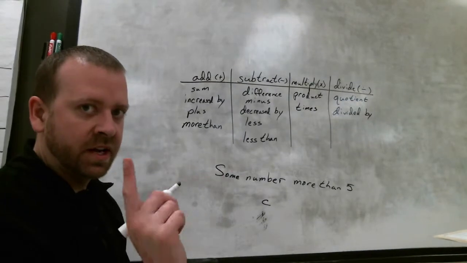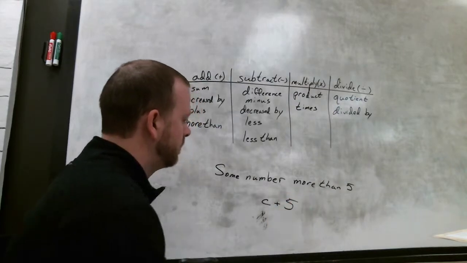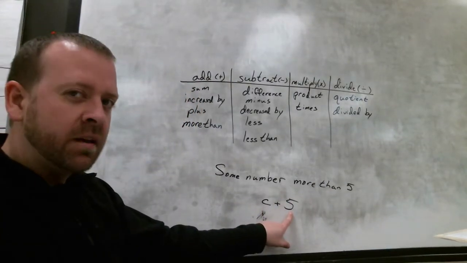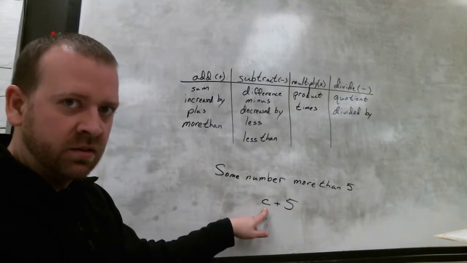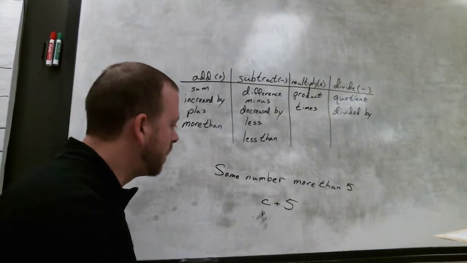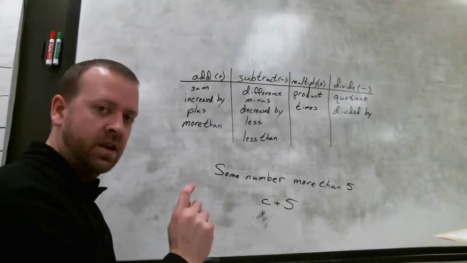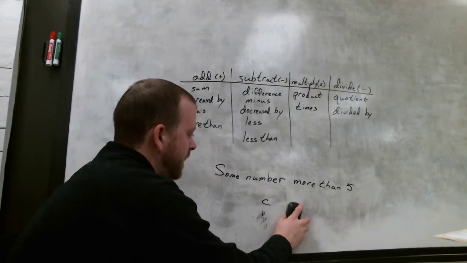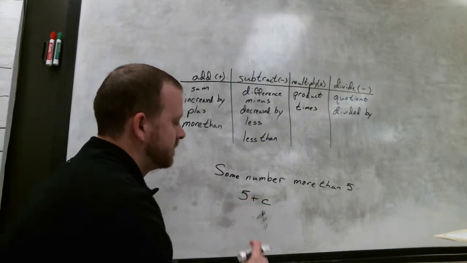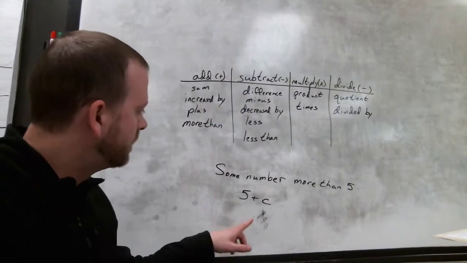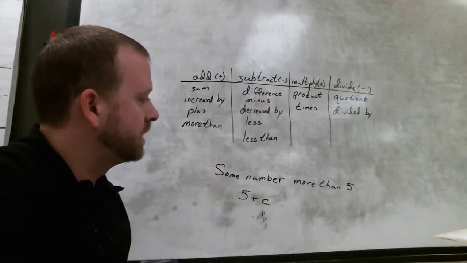Now be very careful, because when they use more than, if I put that and then 5, if I look at this, I've got to go back and make sure that it makes sense. Some number, which is C, is more than 5. Is C going to be more than 5? No, because I'm adding 5 to it. So I've got to change my order a little bit, because this is basically saying C increased by 5, which is different. So if it's more than, that means 5 plus C. Okay? Because some number more than 5.